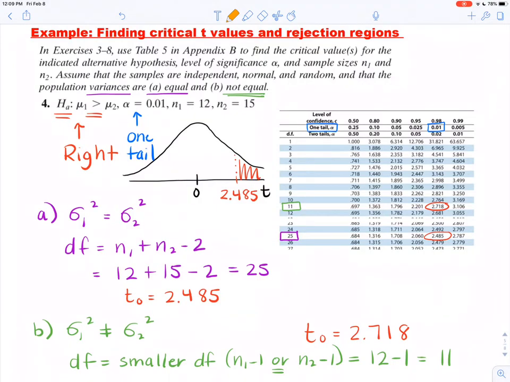All right, and so I also showed you here, again, just that difference between the two and how to use the t-table. Again, you just want to make sure that you're careful about your degrees of freedom. So for part A, where the variances were equal, we kind of pulled the two sample sizes together, did more of a pooled value. For part B, where the variances were not equal, we just used the smaller sample size to get our degrees of freedom.